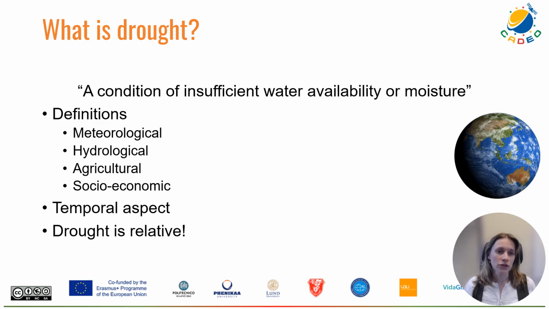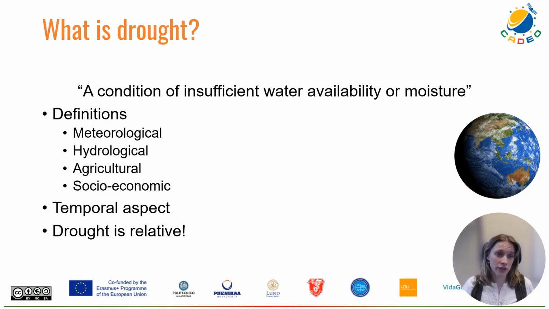So first of all, drought is a condition of insufficient water availability or moisture. This means that drought refers to a period when there isn't enough water available. It's relative to what's normal. So it's about if you have water as normally you have or not. You can have a drought in a really wet area like a rainforest, but you can also have drought in arid areas close to deserts.